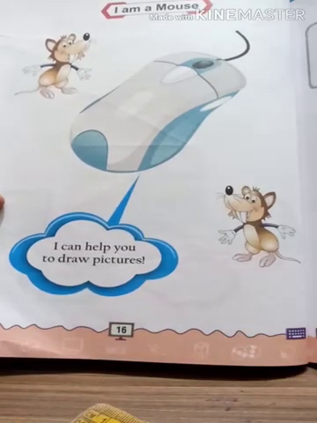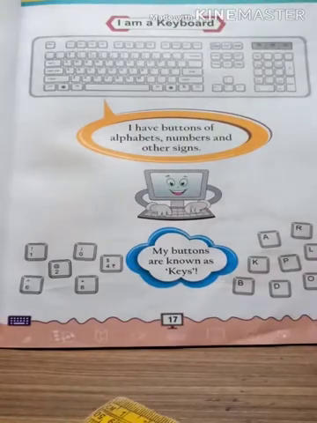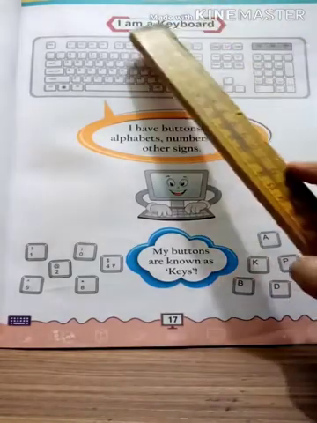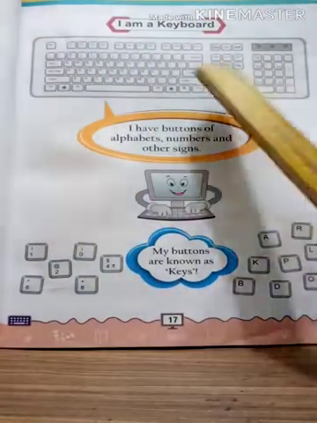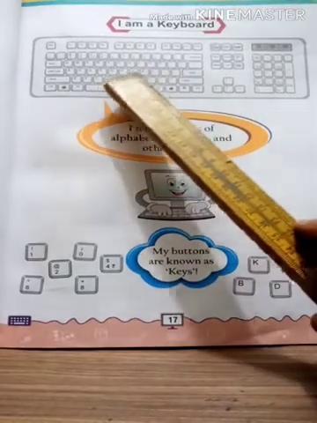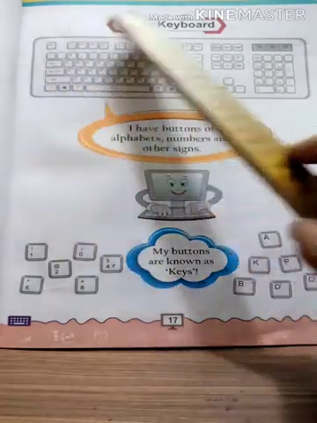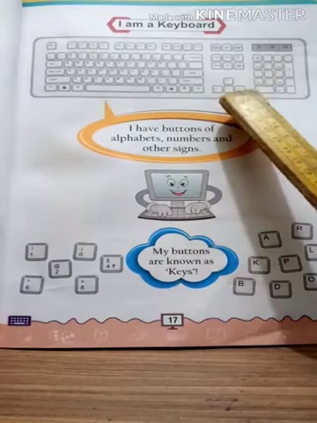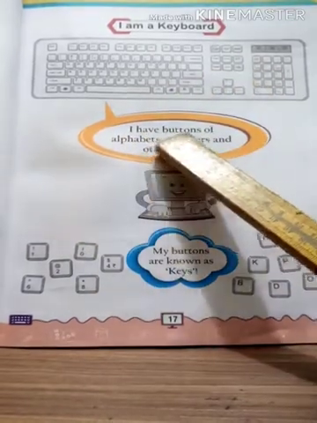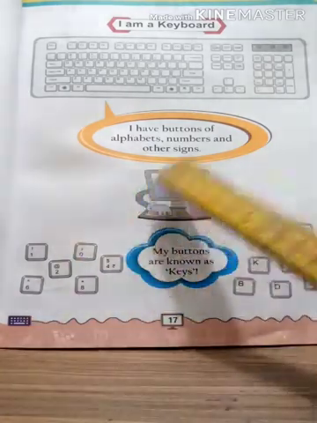The next part of a computer is given in your book, in page number 17. You can see written there, I am a keyboard. It is the keyboard. You can see different keys are there. Some keys are alphabet keys, some keys are number keys, and all these keys are collectively called the keyboard. What is the work of this keyboard? I have buttons of alphabets, numbers and other signs.